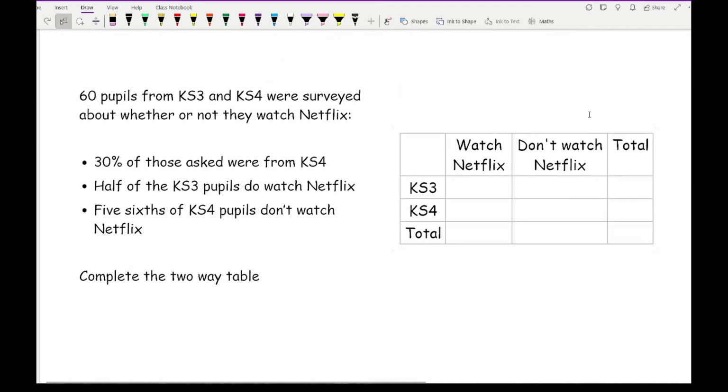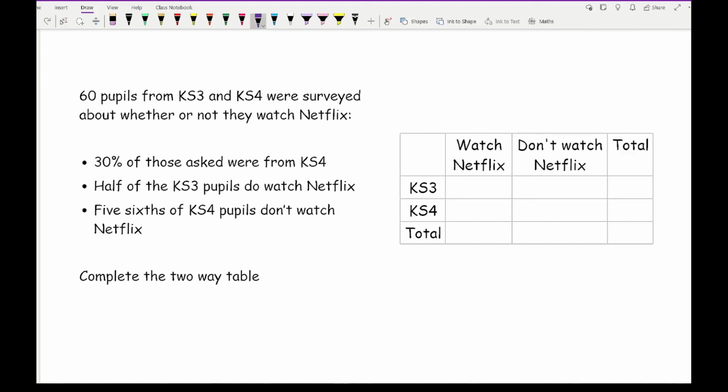So let's have a look at this next question then. In this next example, it says that 60 pupils from Key Stage 3 and Key Stage 4 were surveyed about whether or not they watched Netflix. So 30% of those who were asked were from Key Stage 4. Half of the Key Stage 3 pupils did watch Netflix, and 5/6 of Key Stage 4 pupils did not watch Netflix. So let's have a look at what this all represents.